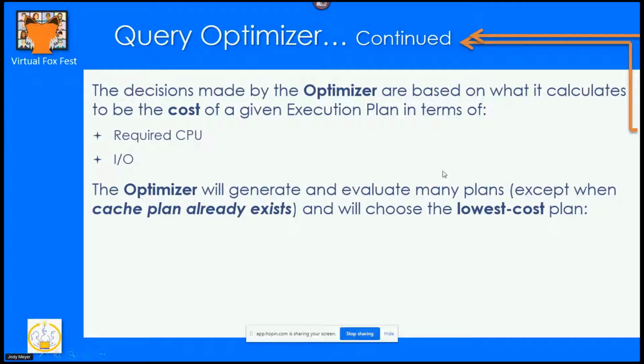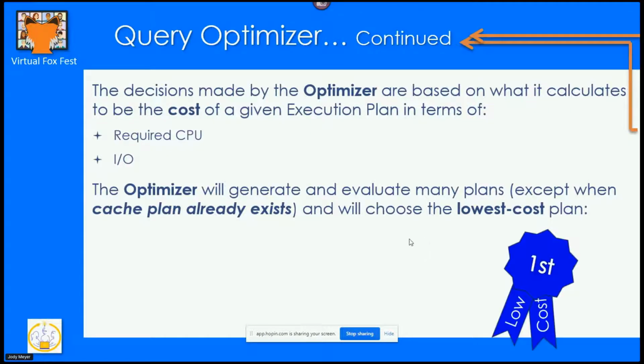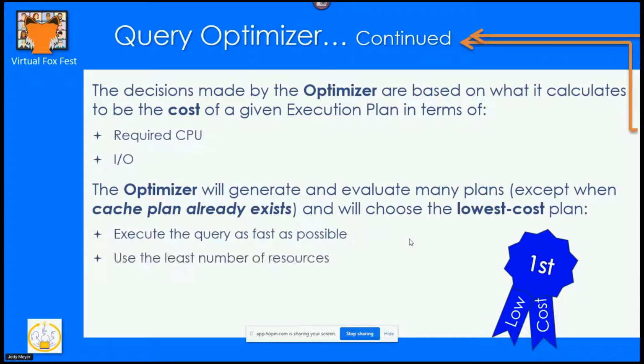And it will try to evaluate as many plans as possible, except when the plan already exists. It will choose a low cost. Low cost always wins with the optimizer. The execution, it tries to execute the plan as fast as possible using the least number of resources.